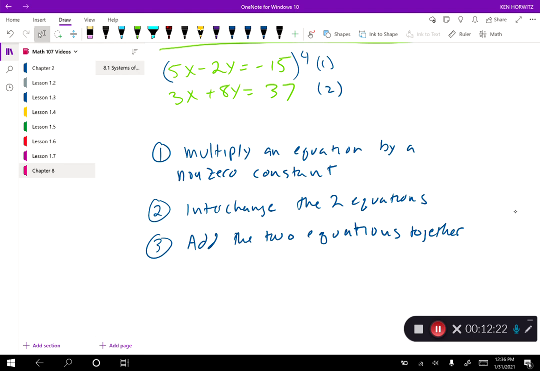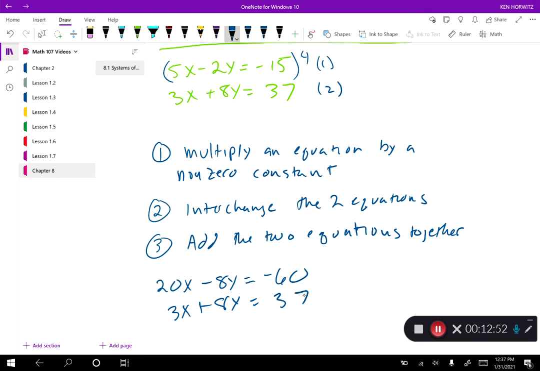Now, if I multiply equation 1 times 4, I'm multiplying each term times 4. So 4 times 5x is 20x. 4 times negative 2y is negative 8y. And 4 times negative 15 is negative 60. And I'm keeping equation number 2 the same. So 3x plus 8y equals 37.